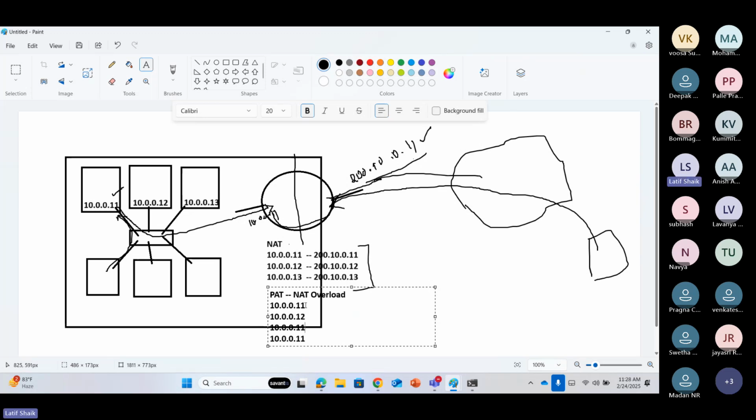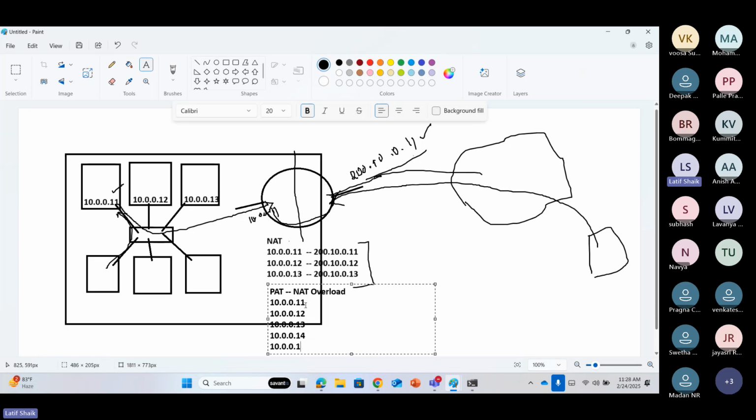So what I'm doing is, instead of mapping IP addresses one by one to the public, I map everything to a single public IP address. So I'm mapping everyone into 200.1, 100.1, like this. This is my public IP and this is private IP. For every system, for all the systems, this is the public IP. One public IP for all the systems.